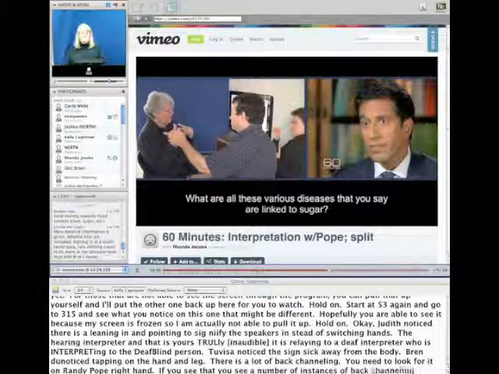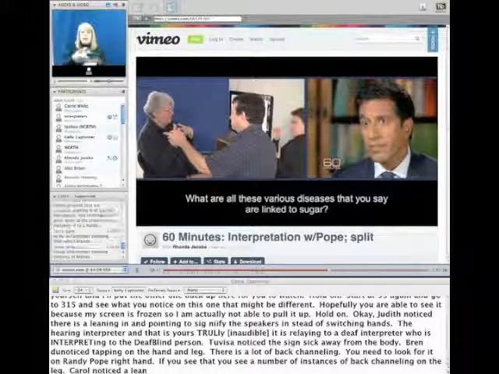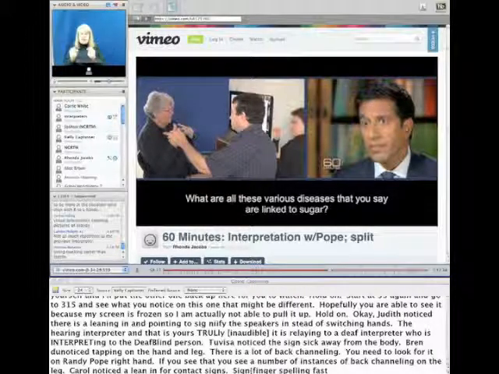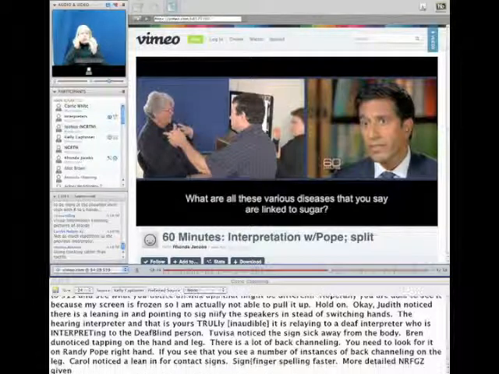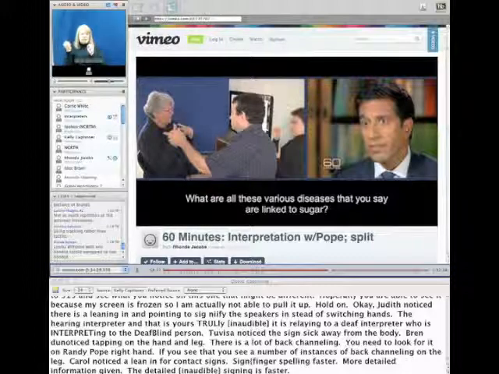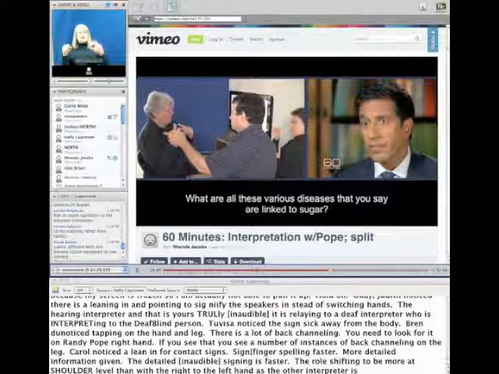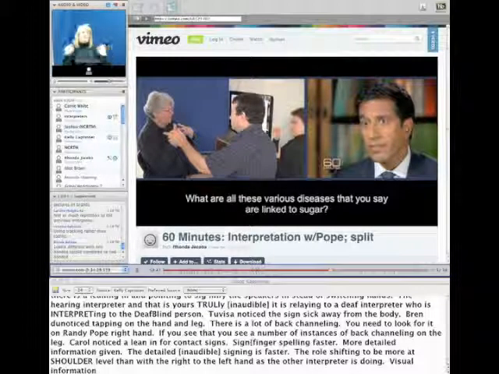Carolyn noticed a slight lean in from the interpreter for contact signs. Signing and finger spelling much faster. More detailed information given. Just reading what some people are commenting here. The detailed lists are included. Signing is faster. And the role shifting to be more at shoulder level than with the right to the left hand, as the other interpreter was doing. The visual information showing the pictures of the brands. Using tracking rather than tactile, right?